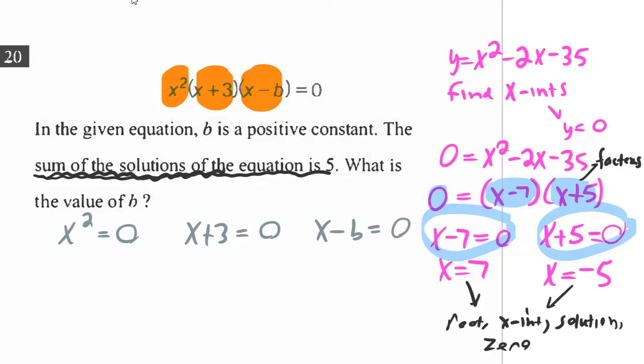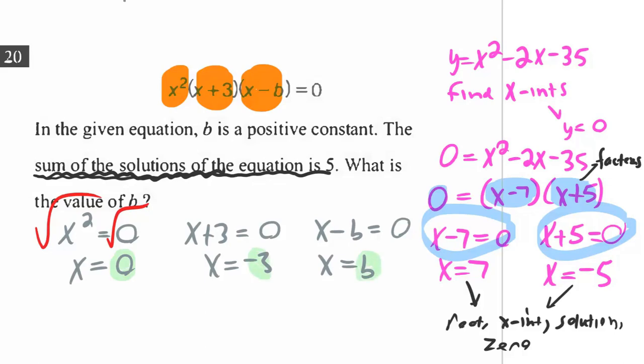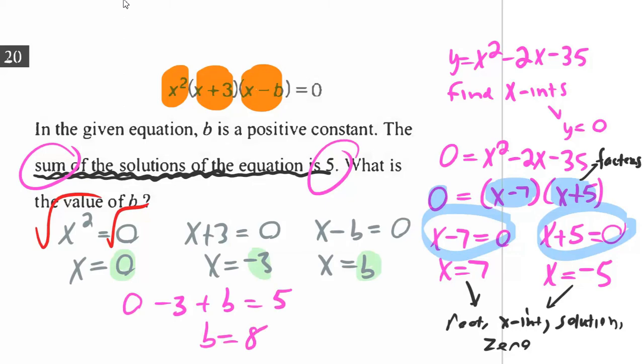And so, here we're going to take the square root of both sides and just get x equals 0. Here we're going to take away 3 from both sides, so -3. And here we can add b to both sides, so x equals b. So our three solutions are 0, -3, and +b. The question is telling us the sum of those solutions is 5. So 0 minus 3 plus b equals 5. Add 3 to both sides, b equals 8. And that's our answer. We're done.